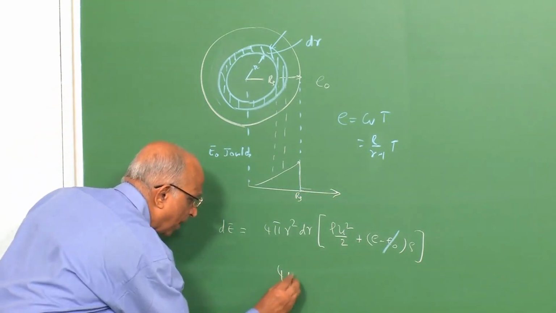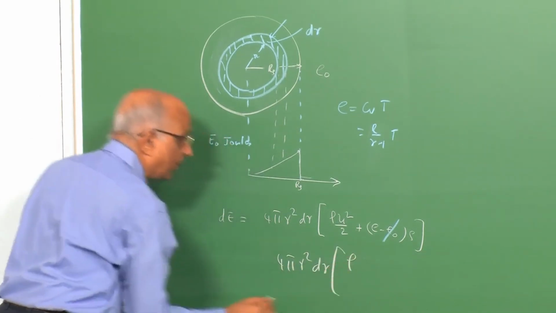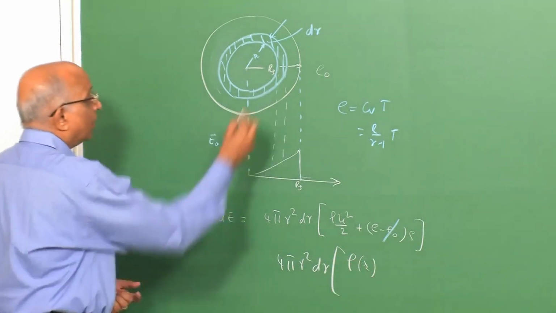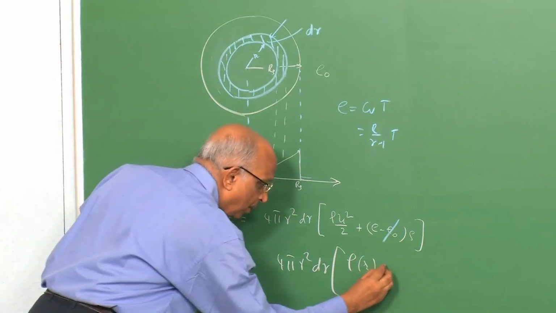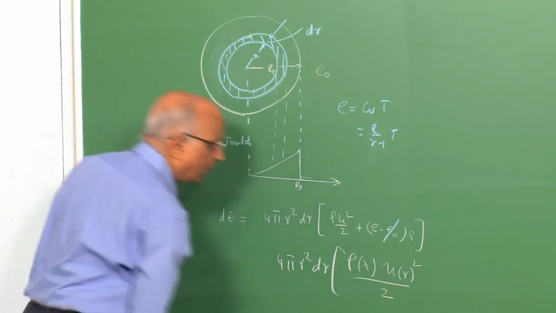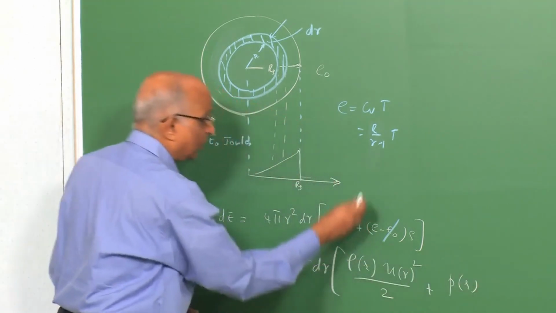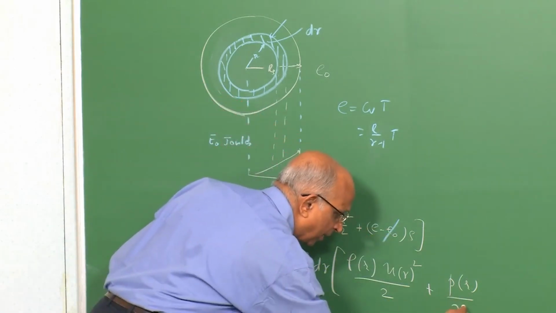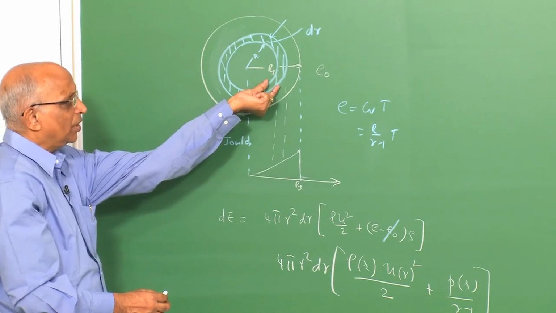is equal to 4 pi r square into dr into I have rho, and what is this rho? Let us be very careful, it is at a distance r from the source of explosion, u at r square divided by 2, plus I have now P at distance r, because RT is equal to P by rho, and rho gets cancelled, divided by gamma minus 1 is the energy which is available in this spherical shell.